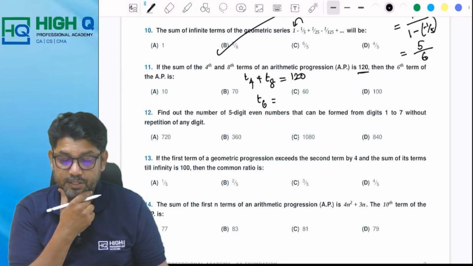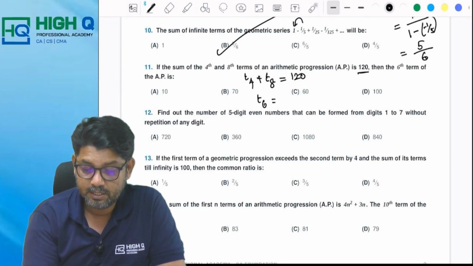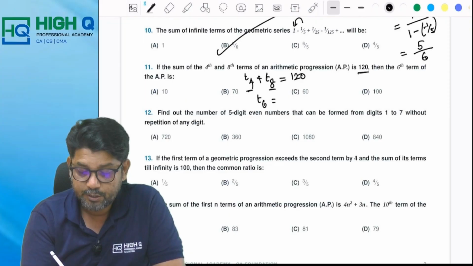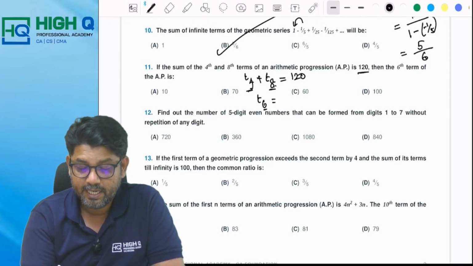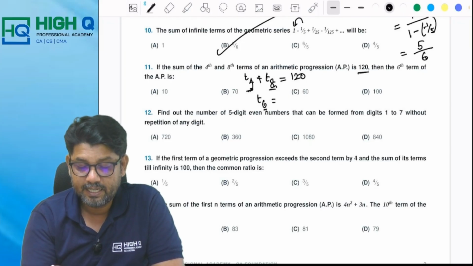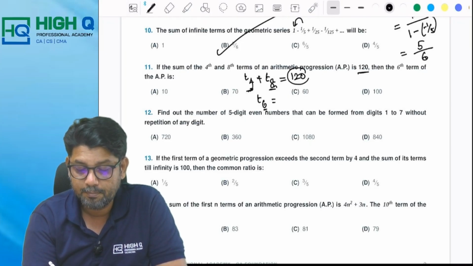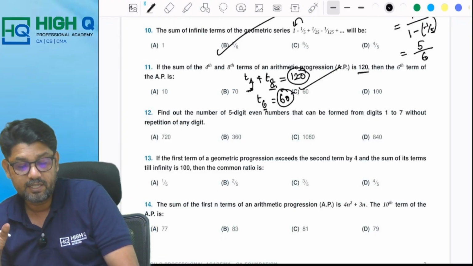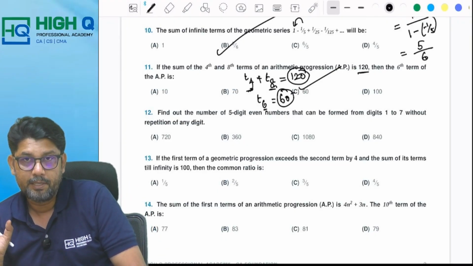My dear, I'll give you one small suggestion. Whenever, look at this, in an AP, the sum of the fourth term and eighth term is given, and they ask you to find the sixth term. Where is 6? 6 is exactly between 4 and 8. Can I say the midpoint of 4 and 8 is 6, my dear? In that case, simply whatever number is given, divided by 2, which is equal to 60. Our answer is 60. Please remember this, such a fantastic, simple idea, my dear.